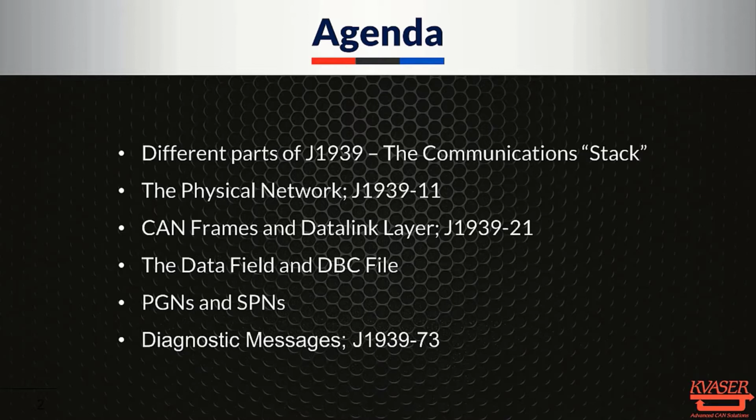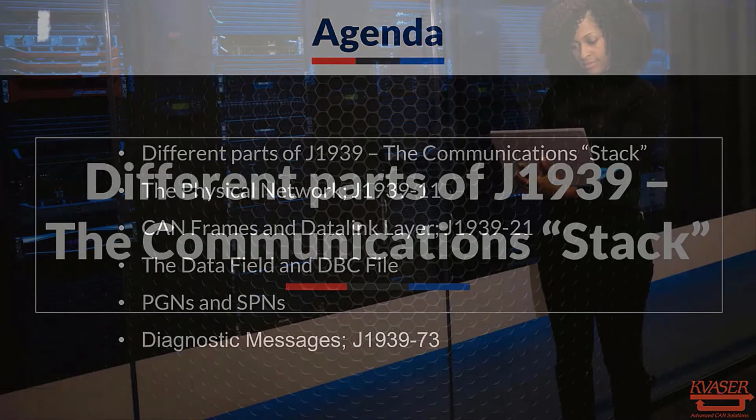Data fields, DBC files, what they do for us. We're going to define some acronyms, PGNs and SPNs. There'll be a bunch of other acronyms defined on top of that, and diagnostic messages, DMs, will be covered. They're documented in J1939-73. There will be 3 examples that I will use to get these concepts across to everybody.